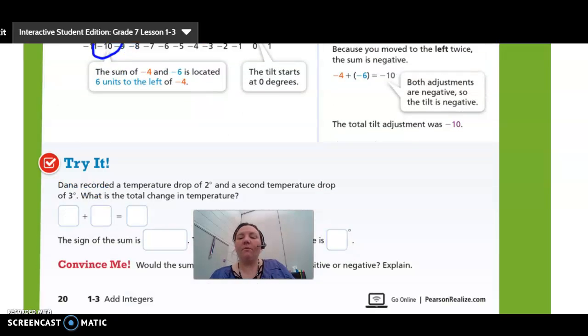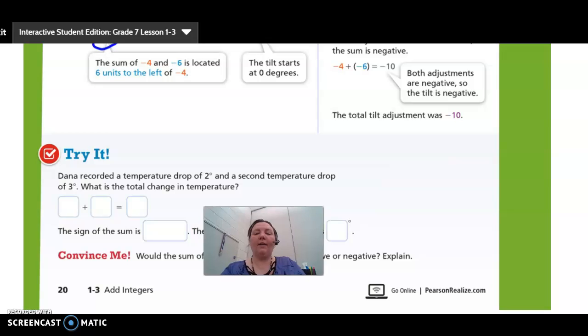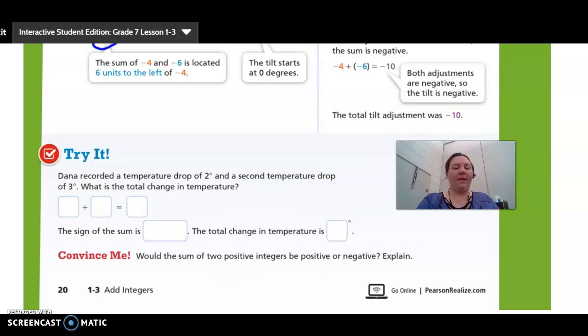Right now, I want you to pause and try the try it problem on the bottom of page 20. When you come back, I'll have some answers written in for you to check your work.